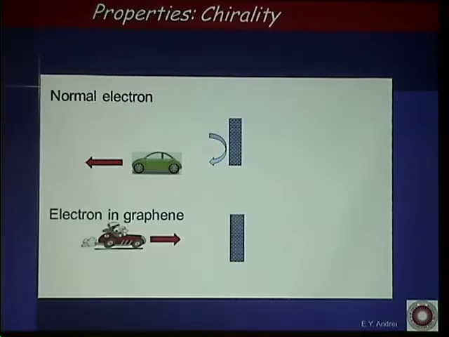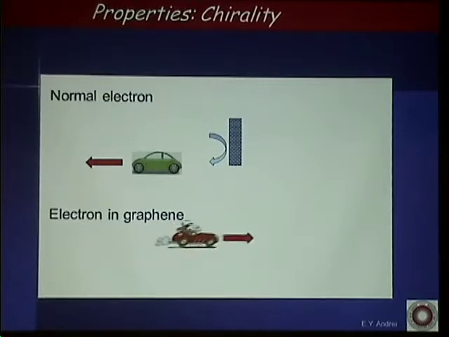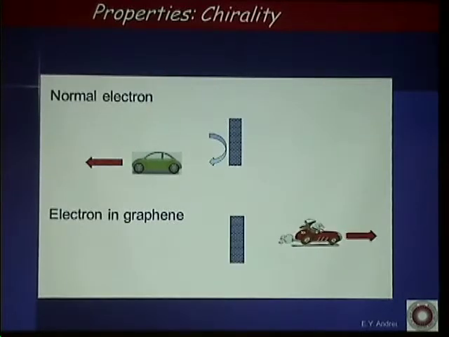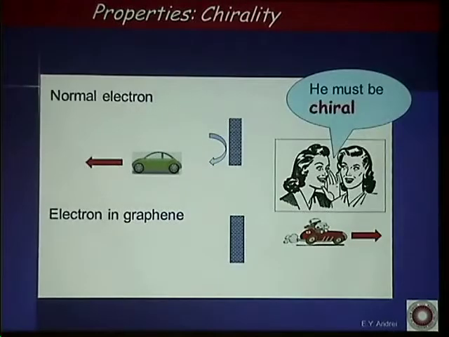And now look what happens to this guy. These guys, they're chiral. That means they don't know how to make U-turns. So they either go through the wall or go around it. There's no choice. So this is what gives it very different electronic properties. They are faster than normal electrons. They go through any barriers, and you just can't stop them.